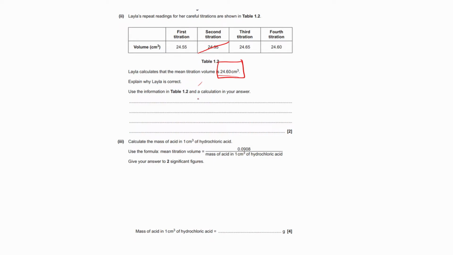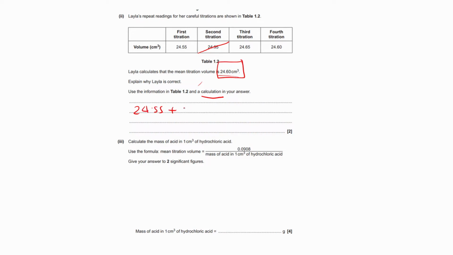So for this question, for the first mark, you could just say Layla has removed 24.95 from her mean calculation, or you could have said 24.95 is an outlier, because that's what an outlier is. It doesn't fit the trend or the pattern in your results. So that's your first mark. For the second mark, it's asking you to use the information and a calculation in your answer to say why she's correct.